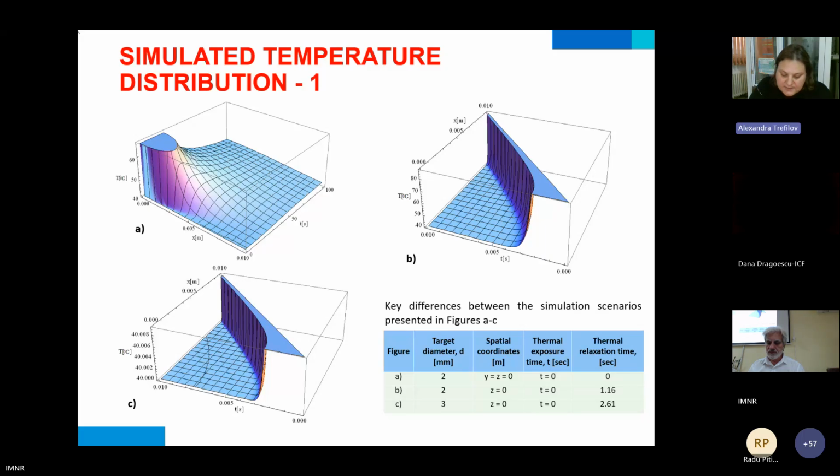Figure C, as you can see, presents an increased target diameter up to 3 millimeters, which causes the thermal relaxation time to nearly double. This slows down heat propagation and lowers the peak temperature at the origin to around 41 degrees, much lower than the one in figure B. With a larger laser spot, the energy spreads over a wider area, creating a more even heating profile and reducing localized thermal buildup.